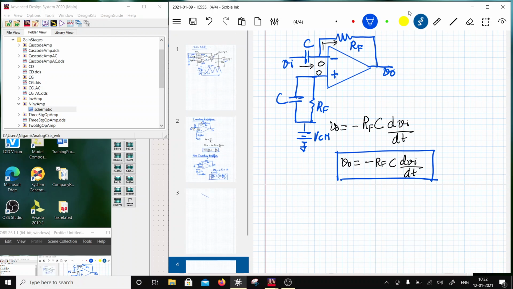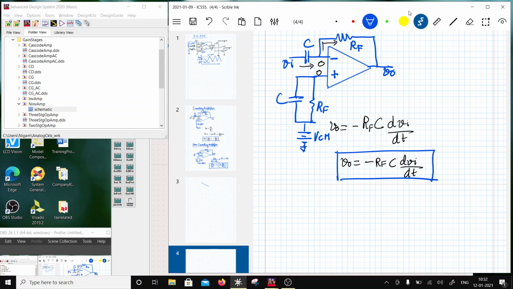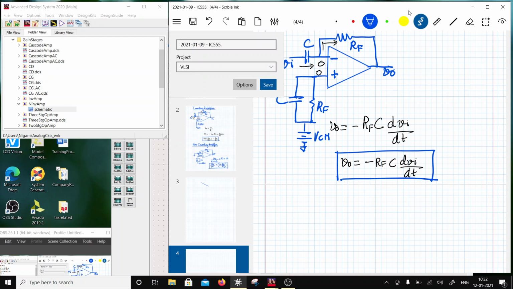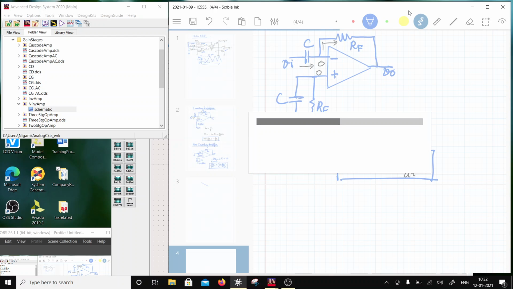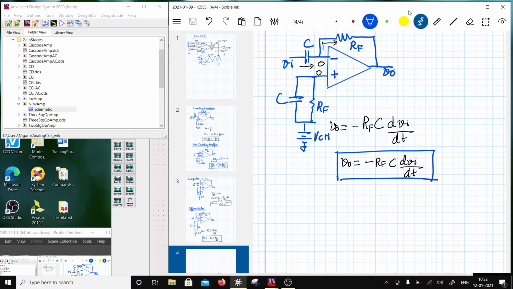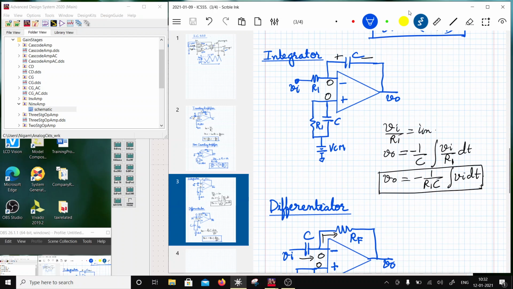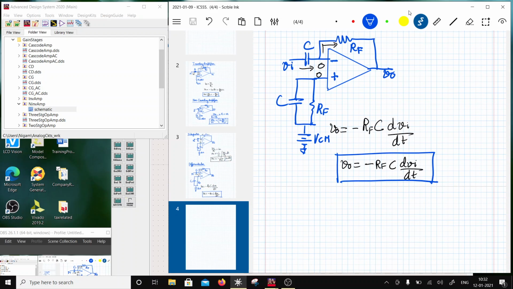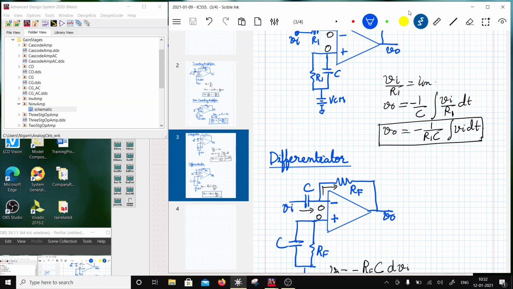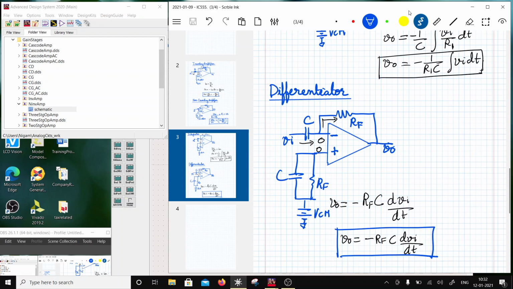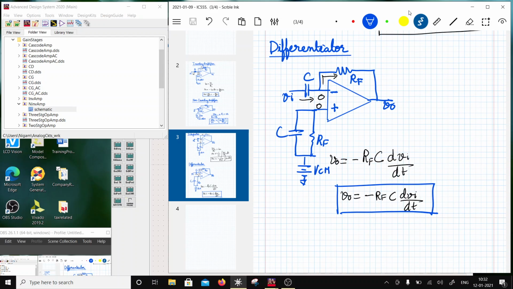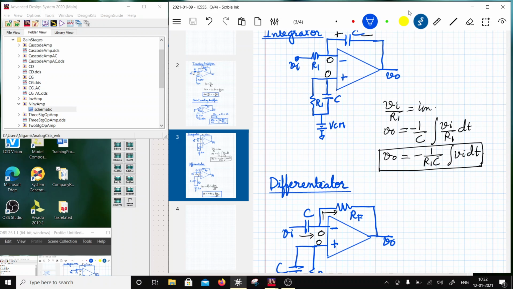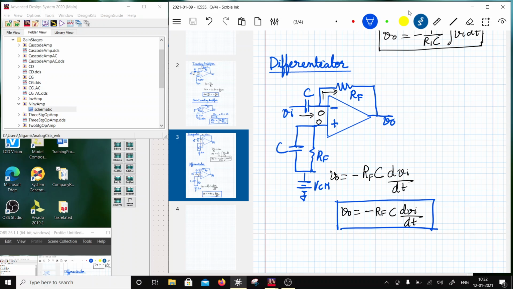So now, okay, let's implement this differentiator and integrator in our circuit. So if I give a square wave input to a differentiator, it will become triangular. If I give a square wave to an integrator, it will become a triangular wave. And if I give a triangular wave to a differentiator, it will become a square wave.